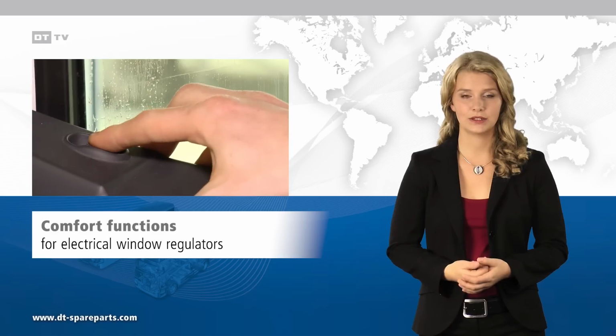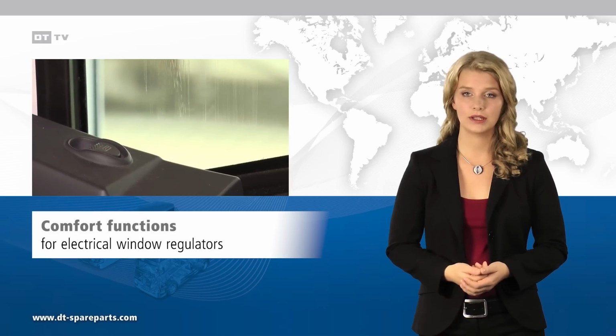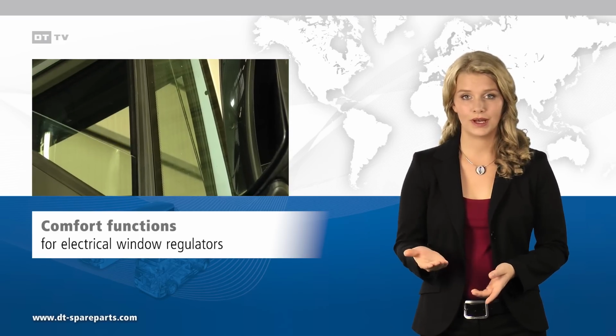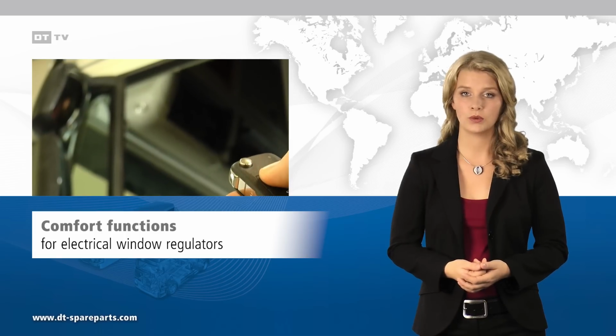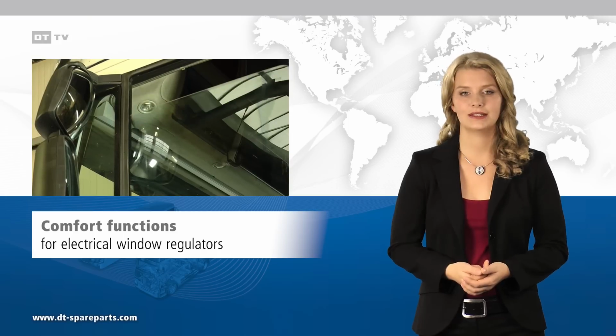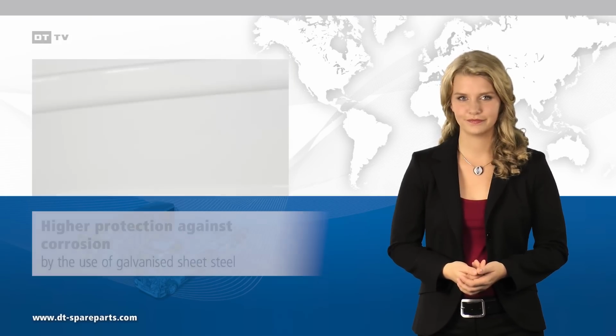By means of a control unit for electrical window regulators, so-called comfort functions can be set up. These include the automatic raising and lowering of the windows by a short press on either the switch or the coupling of the window regulator function on the central locking.